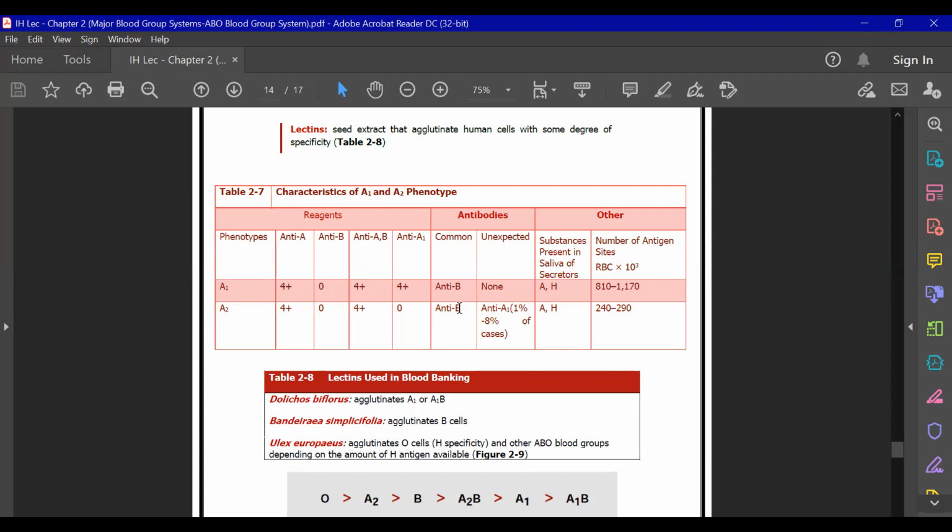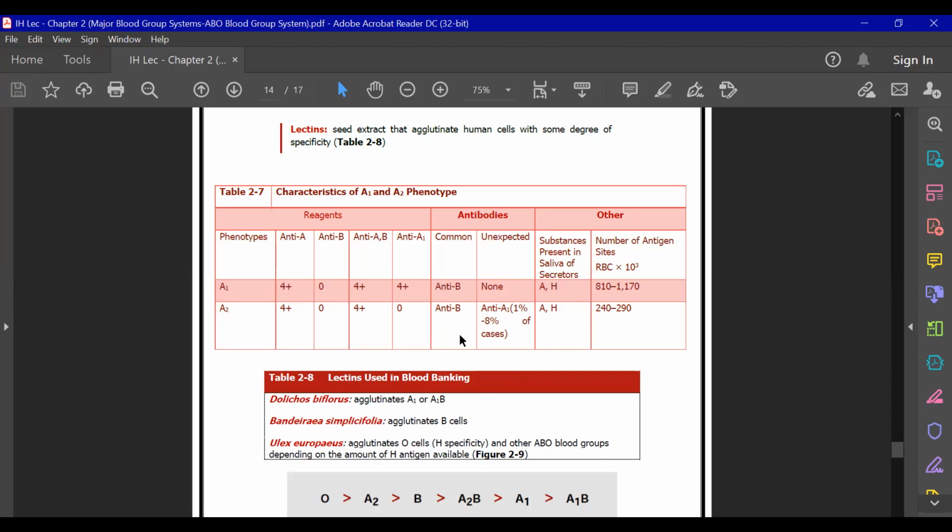So the common antibody present in the serum or plasma of these individuals would be anti-B because it has no B antigen on the red cells. Kaya anti-B ang na-produce. Okay, take note of this. We have here an unexpected antibody present in the serum or plasma of your A2 phenotype individuals. We have your anti-A1. Why anti-A1? Bakit may presence of anti-A1 in the serum or plasma of these individuals? Kasi wala po siyang A1 cells po. It has no A1 antigen present on the red cells. Kasi ang meron lang sa kanya is the A antigen.